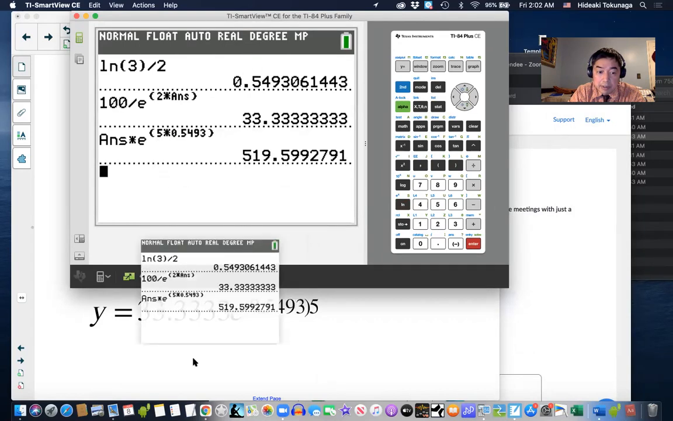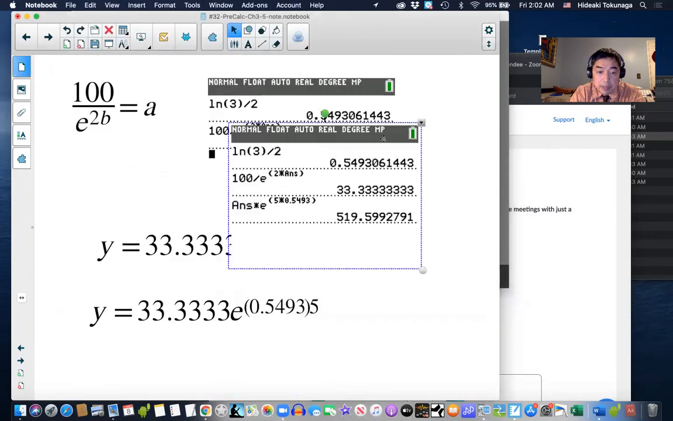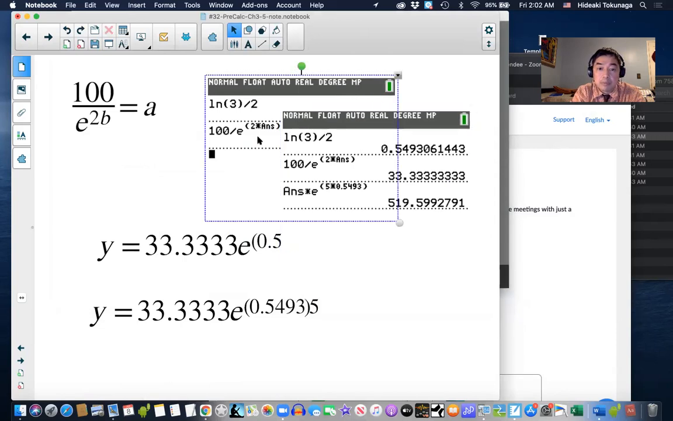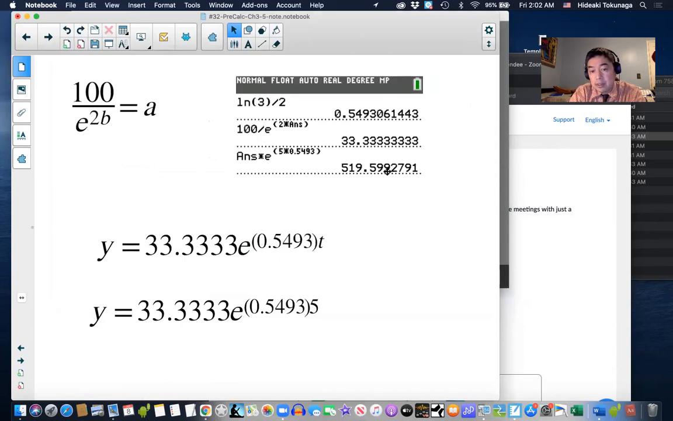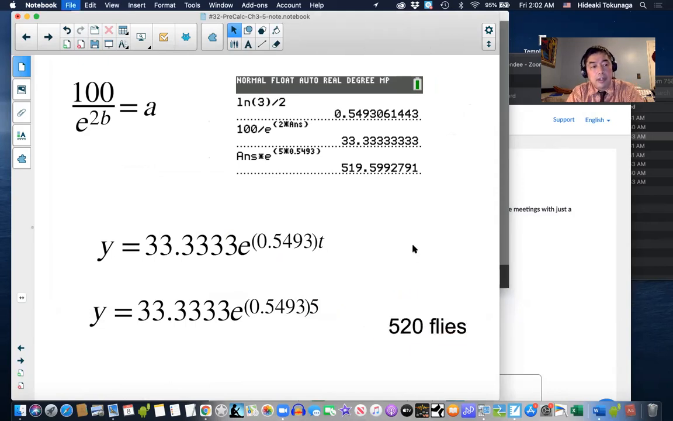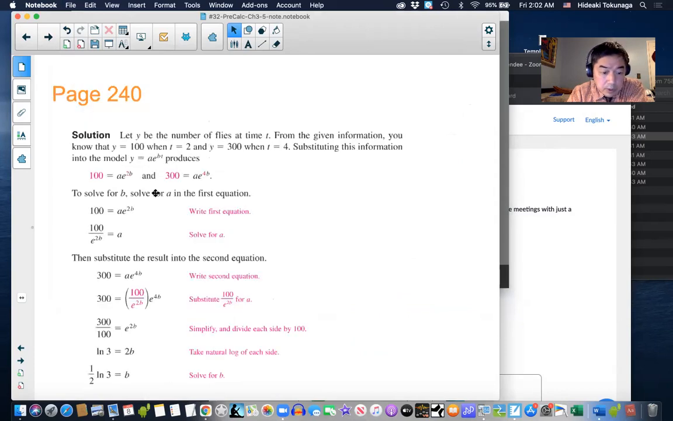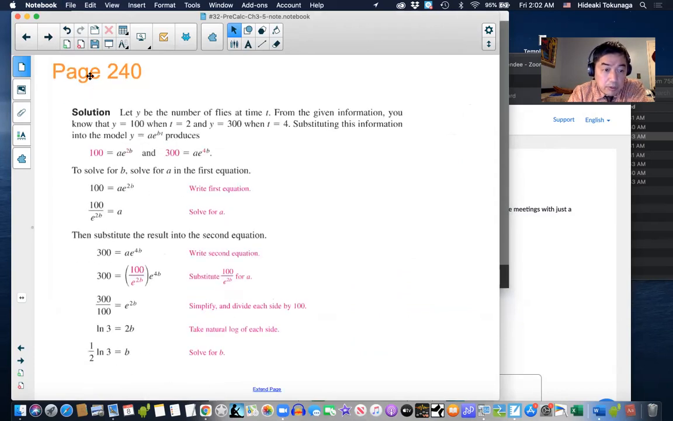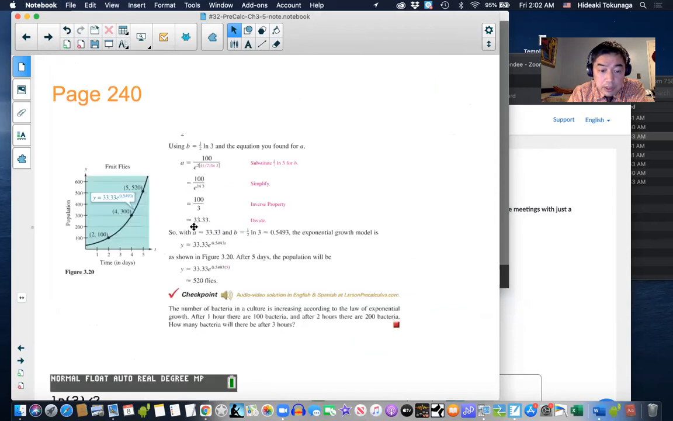So I will cut and paste everything here. 520 is the answer. Let's see the answer key: 550 flies. So if you just follow this, you can see about 520 flies. This is the graph. Okay, so that's it for this video.